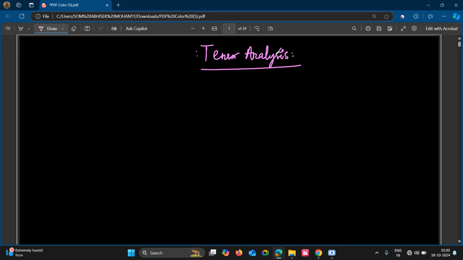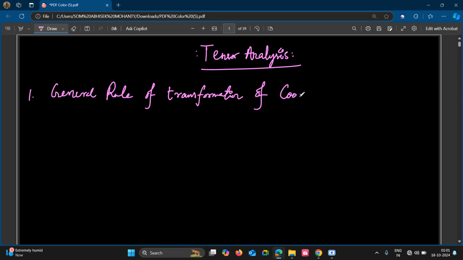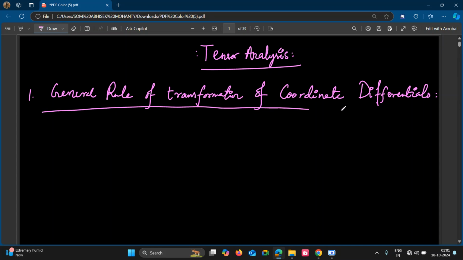Okay. So yeah. So first let's write the general rule of transformation of coordinate differentials. So we'll directly jump into the topic. Okay, we'll not mess around.